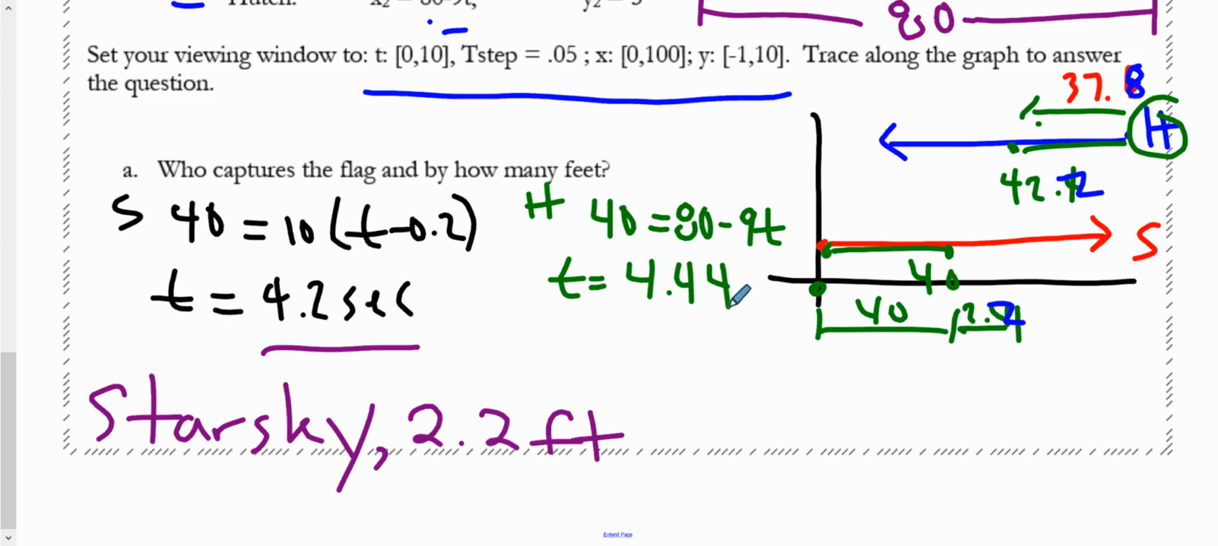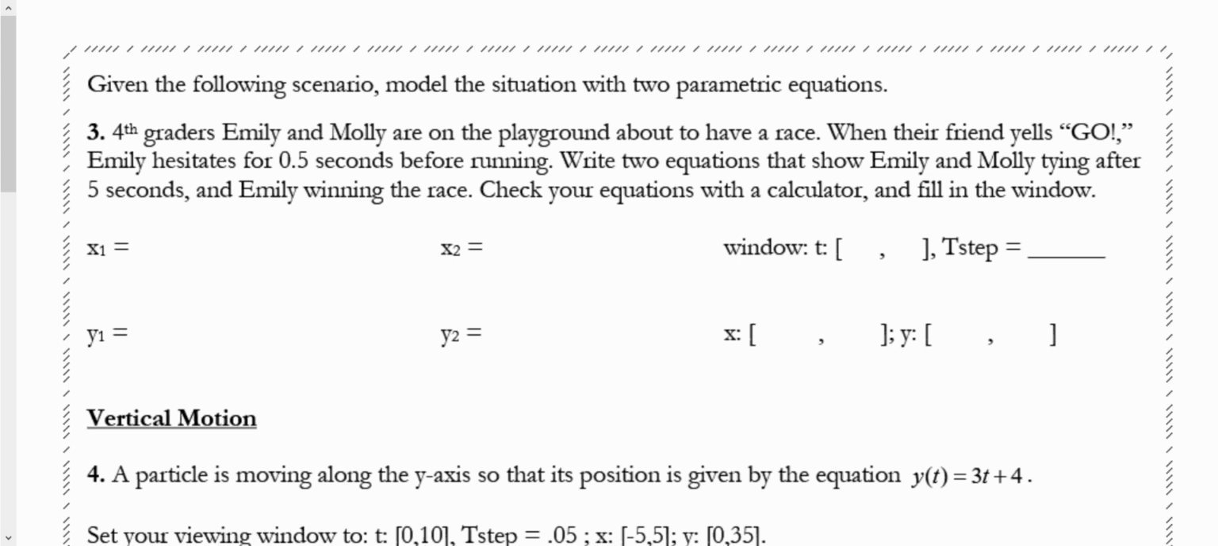Okay, so let's go ahead and move on to the next problem here, and just keep in mind what we just worked on. Here we have a scenario, and we need to find the equation. In the last couple of examples, we were given the equation. So fourth graders Emily and Molly are on the playground about to have a race. So almost identical to Starsky and Hutch, but we're not running after a flag. When their friend yells, "Go," Emily hesitates for 0.5 seconds, or half a second before running. Write two equations that show Emily and Molly tying after 5 seconds, and Emily winning the race.